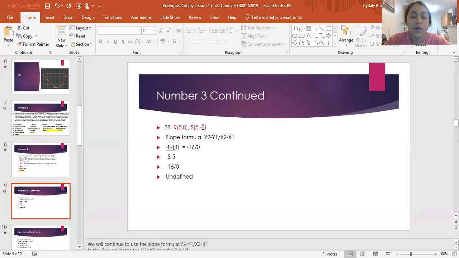So y2 would be negative 8 minus y1, which is 8. And then you're going to divide by x2, which is 5, minus x1, which is 5. And then you do the math, which is negative 8 minus 8 equals negative 16. 5 minus 5 is 0. So divided by 0. We can't simplify this. And the answer is negative 16 divided by 0, and it's undefined.